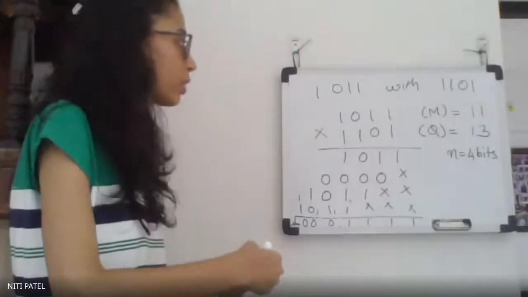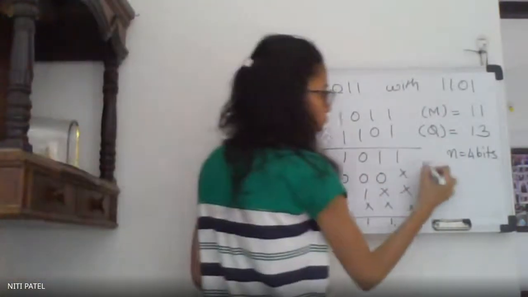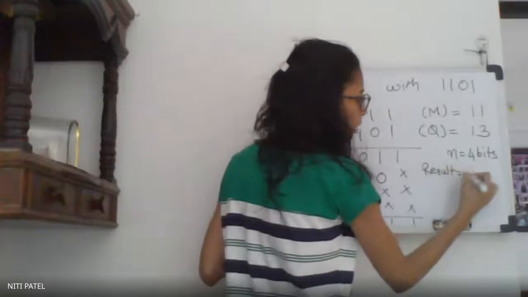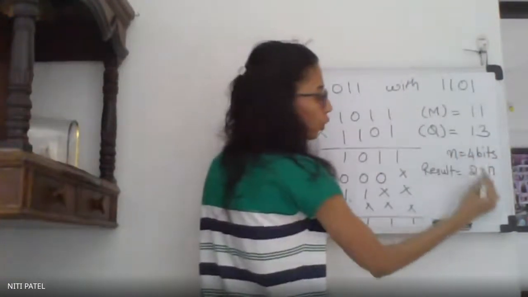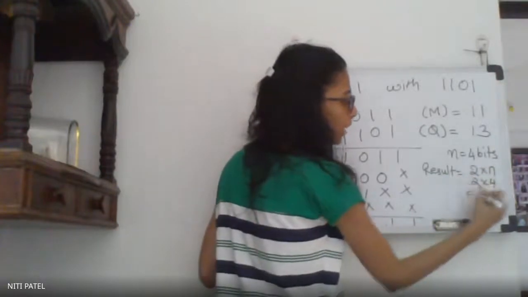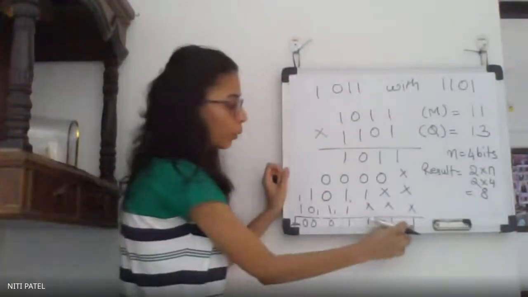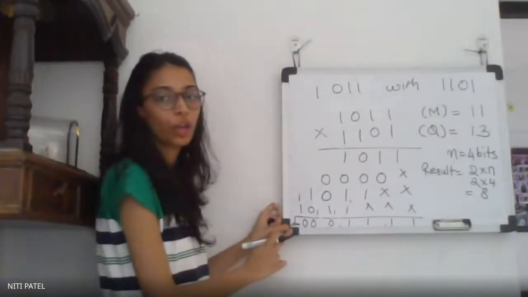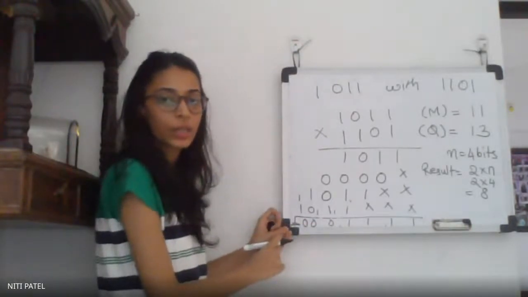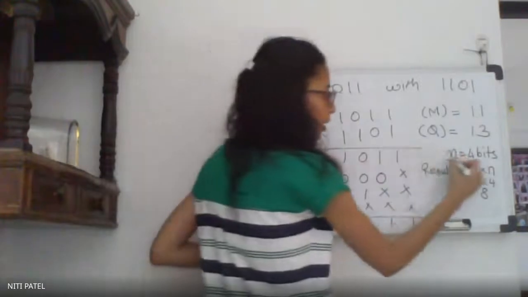So what we do is, the result should always be 2 into n. Now what is your n? It is 4. So 2 into 4 is how much? 8. So we have to consider 1, 2, 3, 4, 5, 6, 7, 8 bits for your result. Is this understood? Your n is 4 bits.